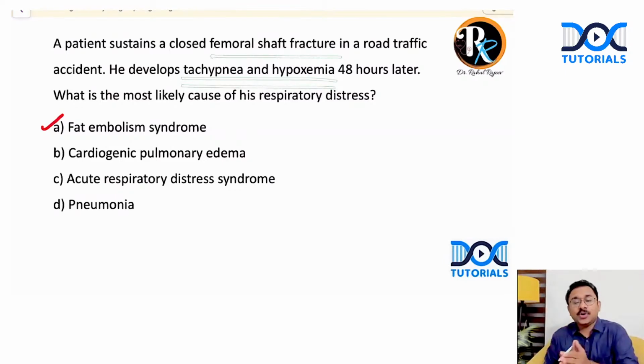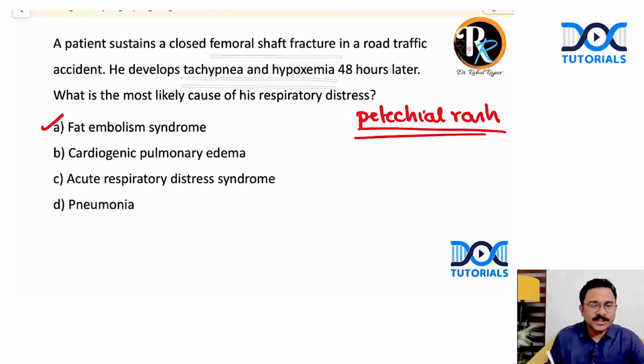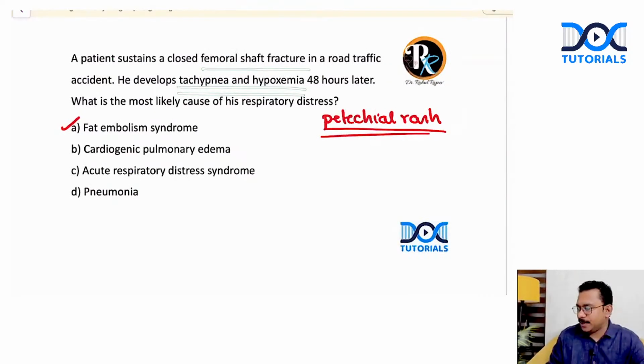Another condition you should know about is pulmonary embolism, where following a fracture there will be a history of prolonged immobilization. But here there is a fracture, 48 hours later there is tachypnea, hypoxemia, and some patients will even have a petechial rash. 50% of cases will have a petechial rash, but that is not mentioned in this question. So the answer for this question is going to be fat embolism syndrome. Answer is option A, right?